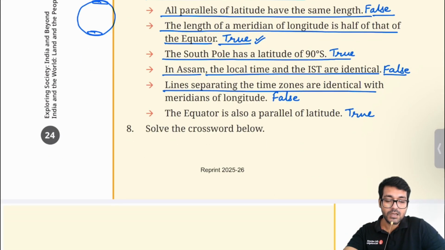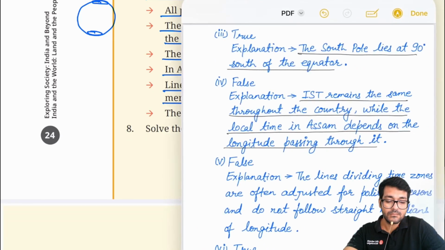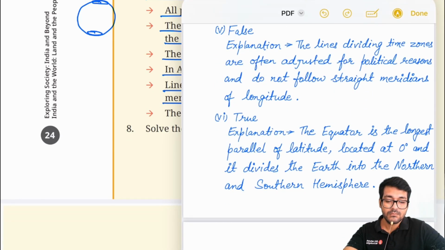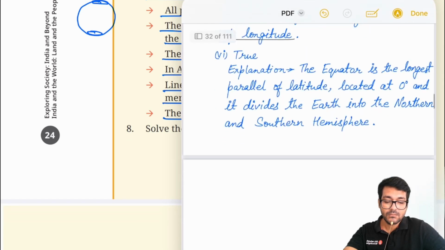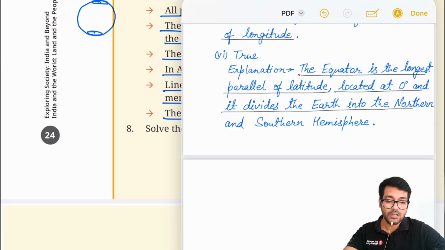Lines separating the time zones are identical with meridians of longitude. This statement is false. The lines dividing time zones are often adjusted for political reasons and do not follow straight meridians of longitude. The equator is also a parallel of latitude. This statement is true. Explanation: The equator is the longest parallel of latitude located at 0 degrees and it divides the earth into the northern and southern hemisphere.